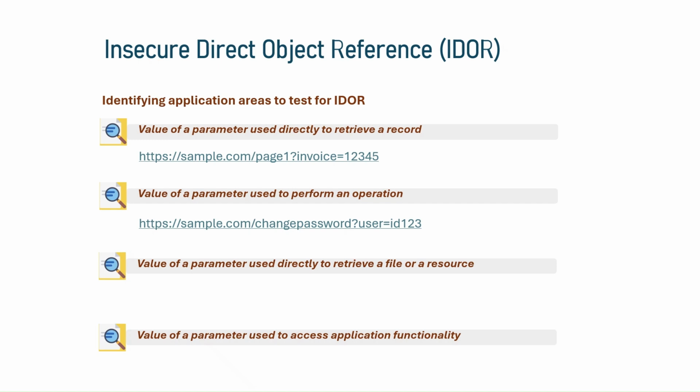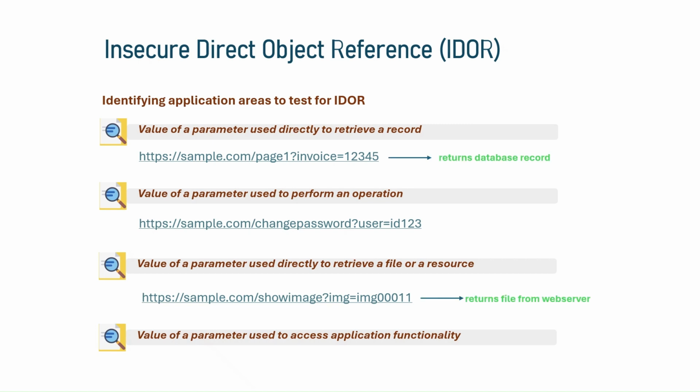Let's move on to 3. The URL that you see here tries to fetch an image file based on the image parameter. Now the difference between 1 and 3 here is that in the first URL, a database record is returned, whereas in 3, a file from the web server is returned. Anyways, both of these can lead to insecure direct object reference.